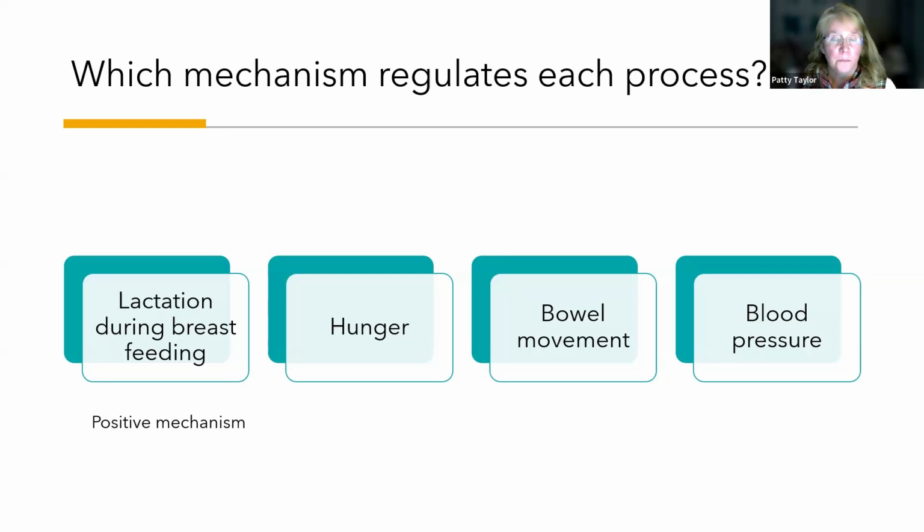Let's talk about hunger. So if you're hungry, haven't had something to eat for a while, your stomach starts to growl. Once you eat something, you become full. So when you're full, you typically listen to your body and you'll say, okay, I think I've had enough to eat. I'm going to stop eating. So food inhibits the feeling of hunger. Food stops the need to eat. So what do you think? Is this one a negative feedback or a positive feedback mechanism?